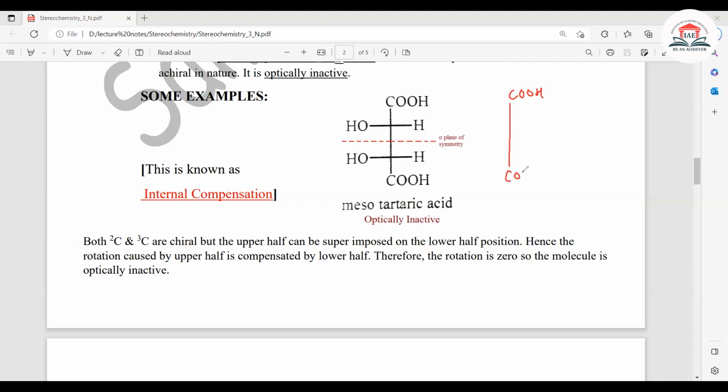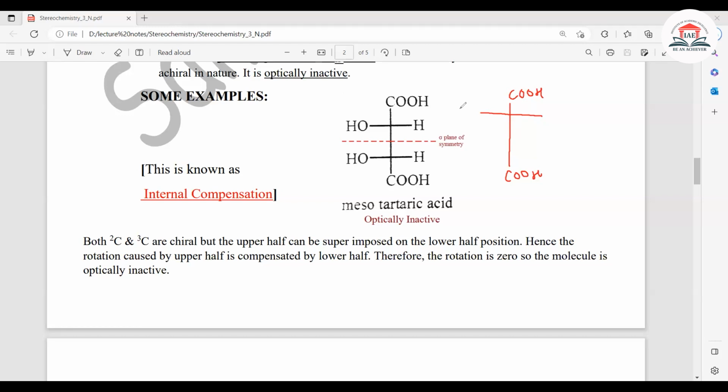Ma'am, during external compensation, two compounds are being formed, but here they are not formed, the compound. It is not a question of formation. It is already there. Actually, in case of external compensation, a racemic mixture is present. Okay. What is a racemic mixture? A racemic mixture is one in which equal concentrations of both the active isomers are present. I will show you an example here.